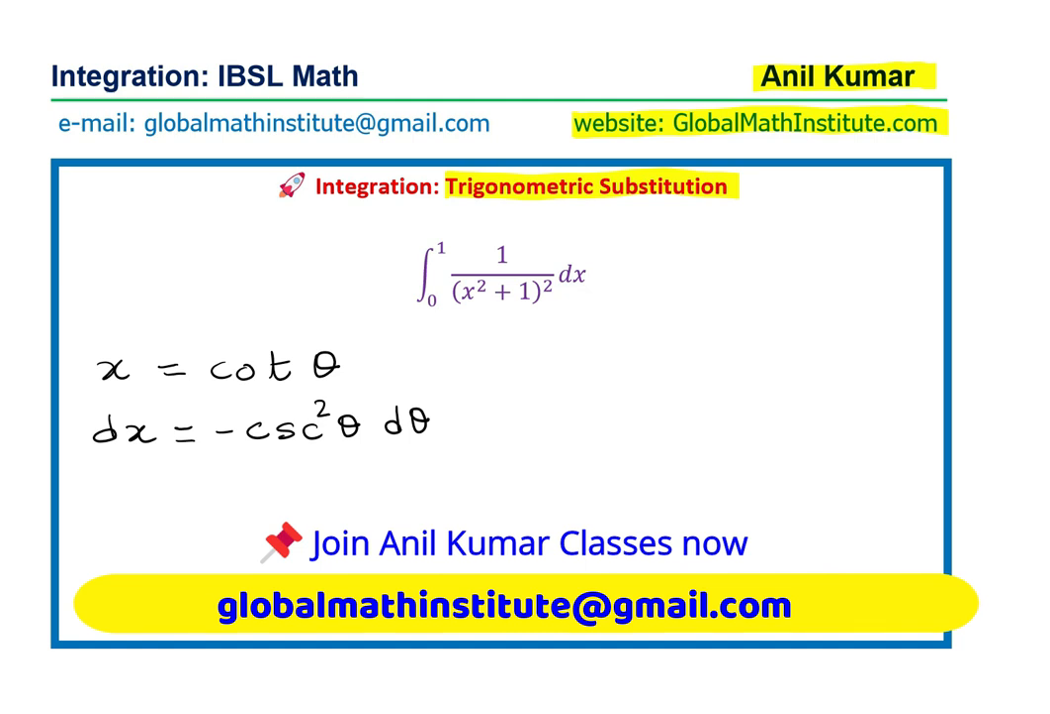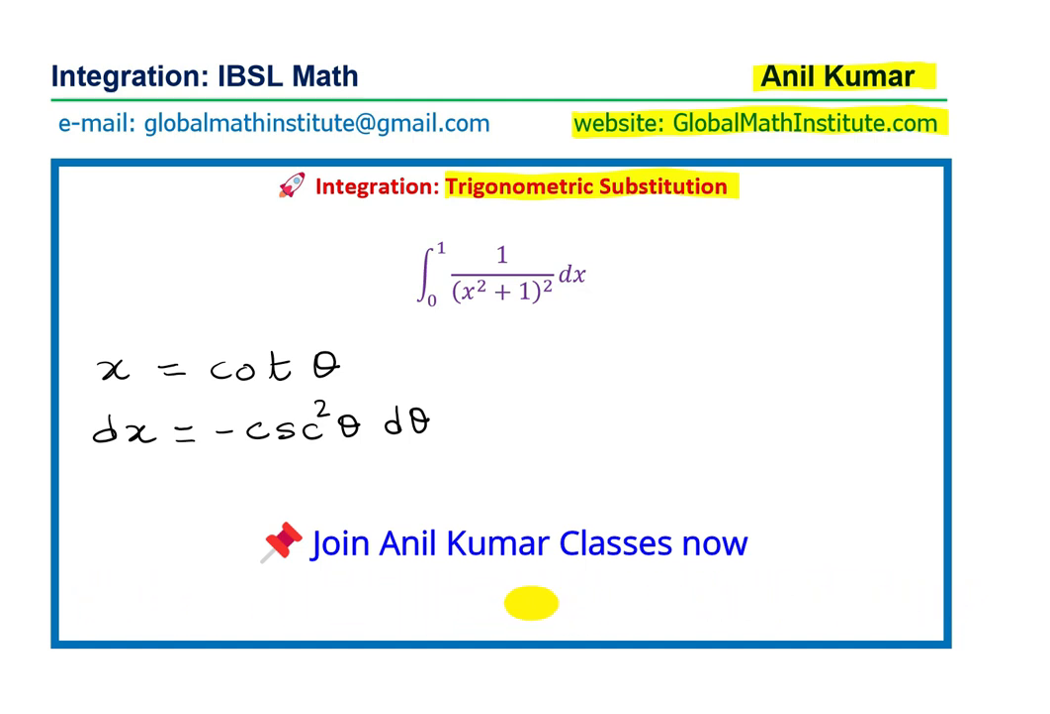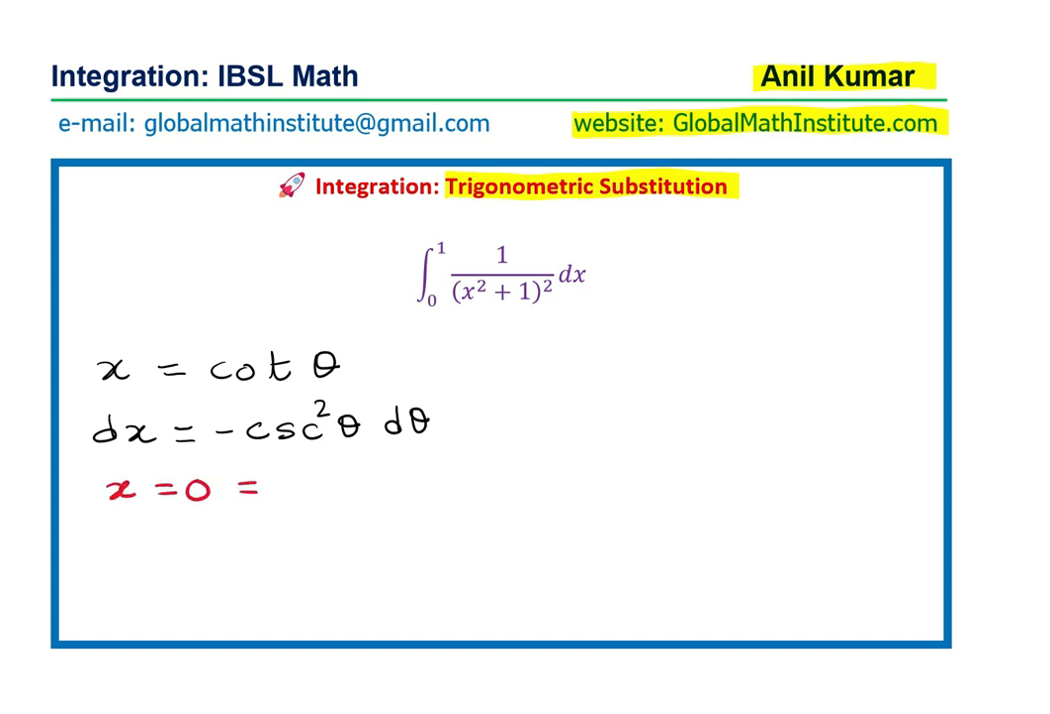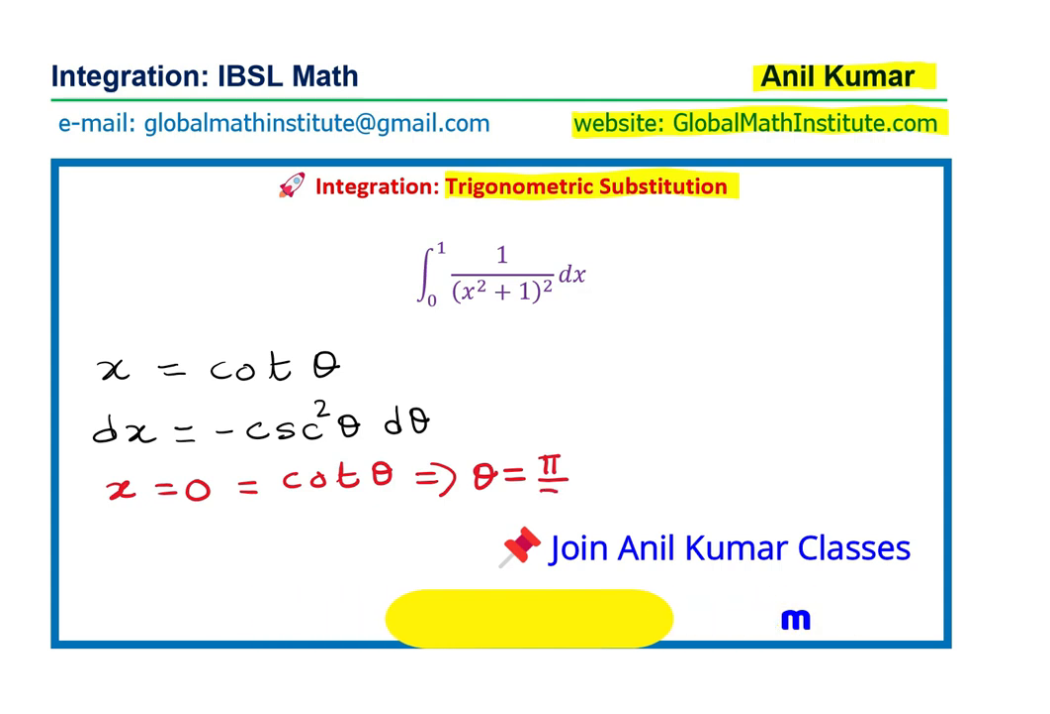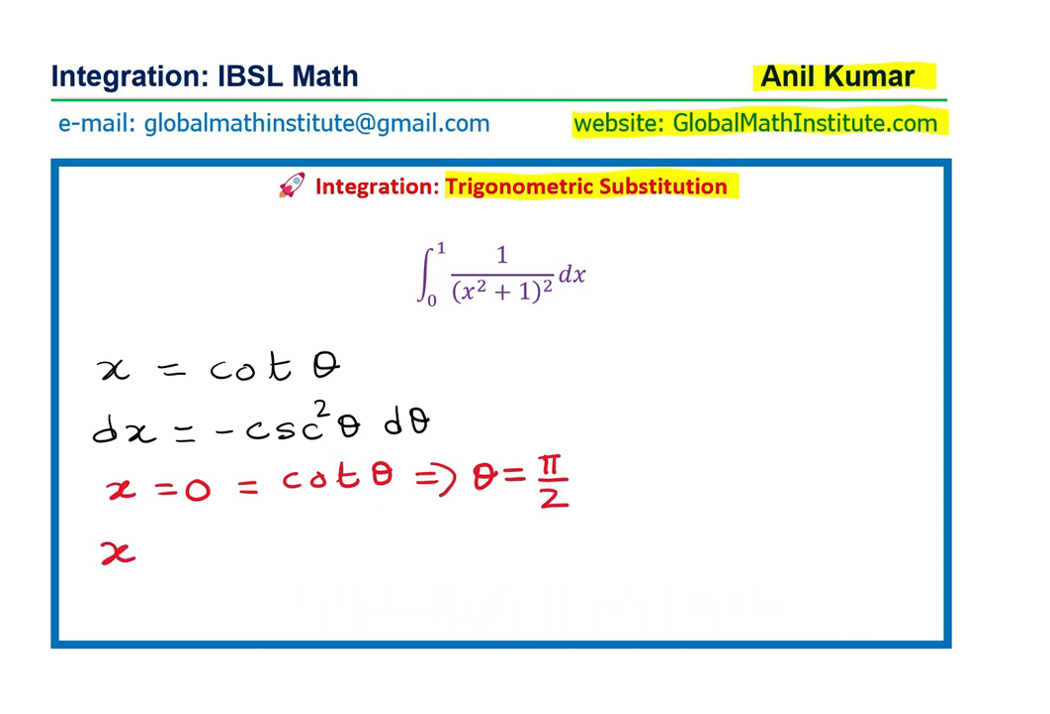The other part is what happens to the lower and the upper bound of this integral. If x equals 0, that means 0 equals cotangent theta. Now that will happen when theta is equal to pi by 2, right? And when x is equal to 1, which is equal to cot theta, that will happen when theta is equal to pi by 4.